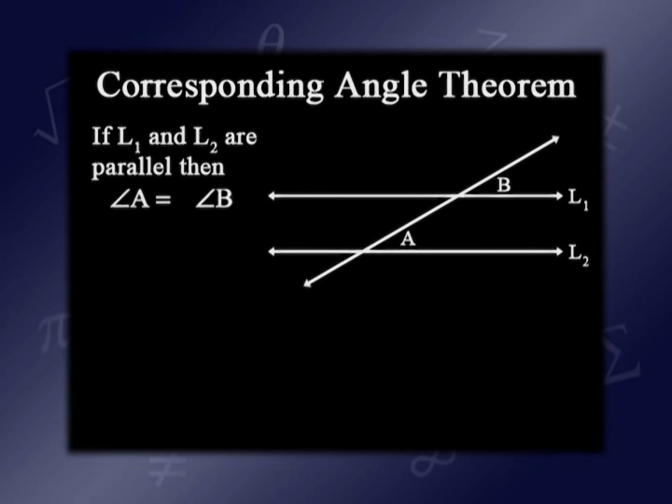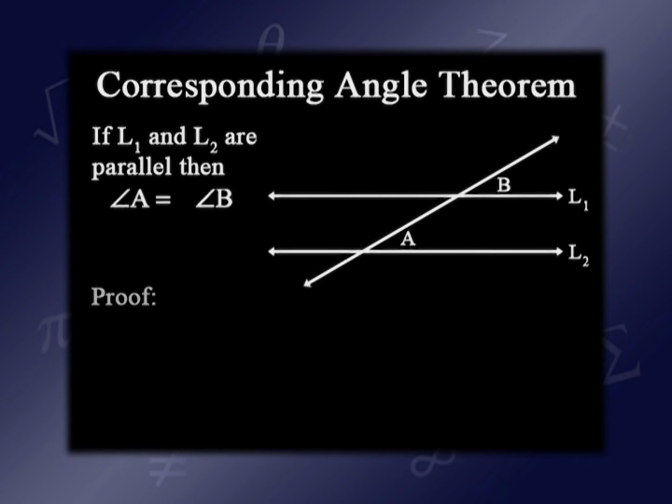Here's another nice theorem. This is called the corresponding angle theorem. It says, if you take any parallel lines, let's say line L1 and L2, and you take a line that cuts through both of those lines, as in our picture, then the angle A will have the same measurement as the angle B. I want to prove that angle A and angle B are equal.